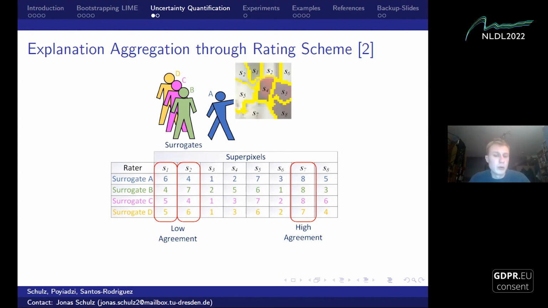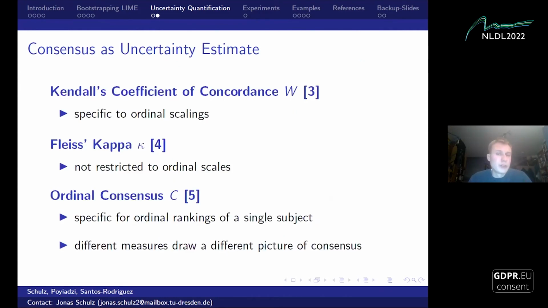Another way would be to consider the overall agreement with regards to all superpixels at once. For this, we used different measures that consider the consensus for all superpixels at once. They are Kendall's coefficient of concordance, or W for short, and Fleiss' kappa, kappa for short. Whereas Kendall's coefficient of concordance has originally been designed for ordinal scale ratings, Fleiss' kappa could also be used for categorical ratings or nominal scales.